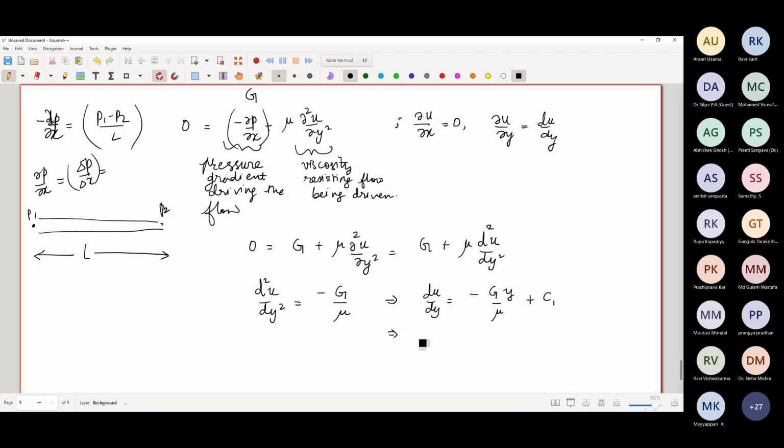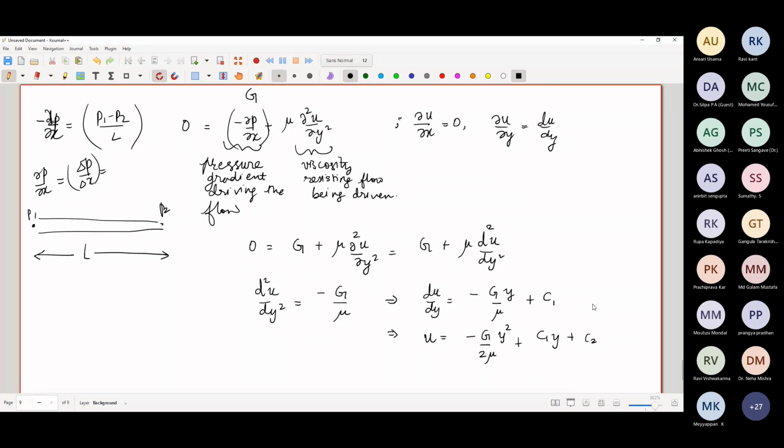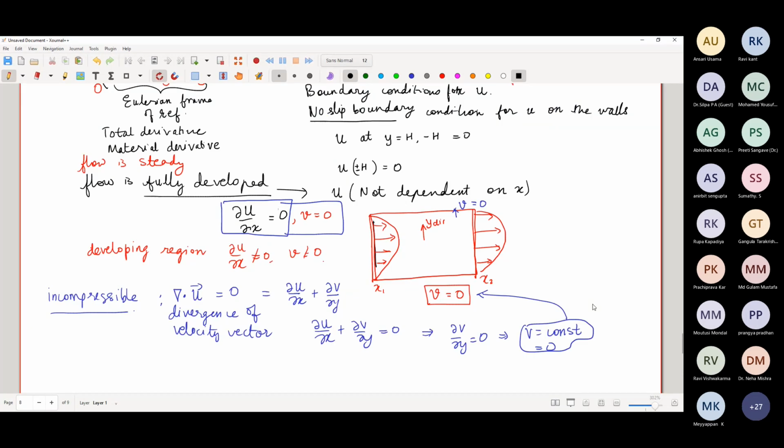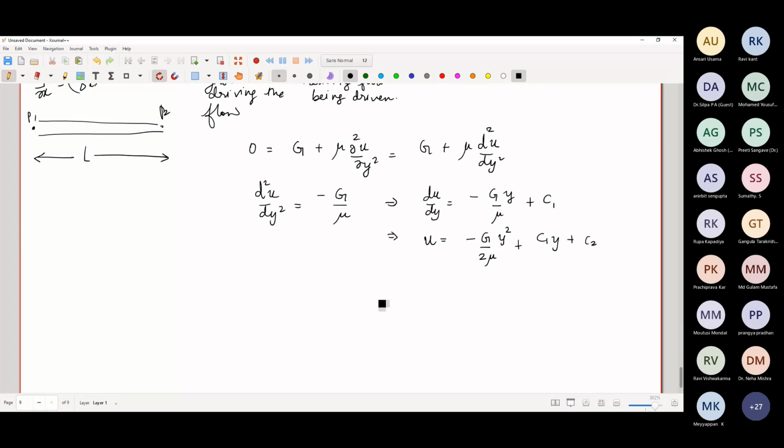We can integrate it again: u is equal to minus Gy square over 2 mu plus c1y plus c2. Now we must make use of the boundary conditions in order to determine the two unknown constants. We can use the fact that u at y equal to h is equal to 0 and u at y equal to minus h is equal to 0.